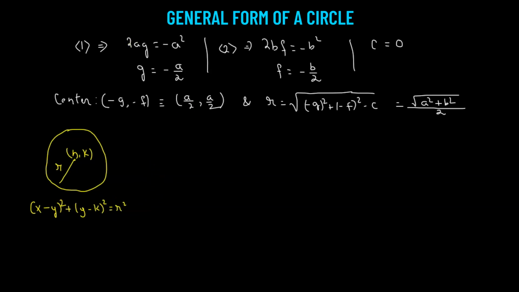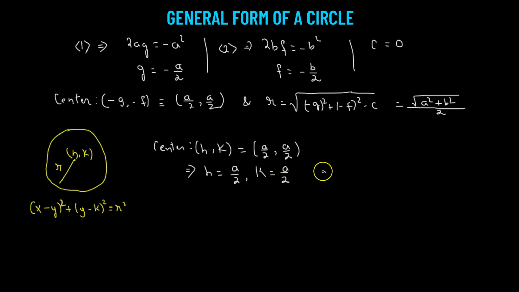Now in our case, we have the coordinate of the center, which is (h, k), and we have obtained its value as (a over 2, b over 2). This immediately gives us the value of h. So h will be a over 2 and k will be b over 2. And the radius is going to remain the same. The radius will be the square root of a squared plus b squared, over 2.